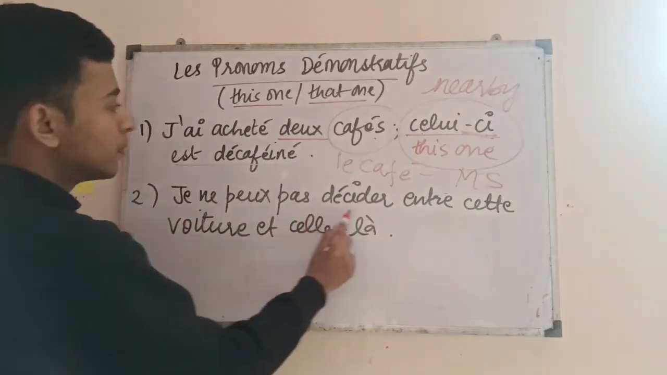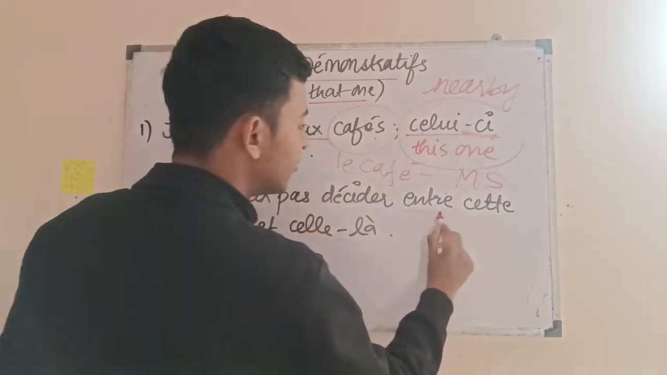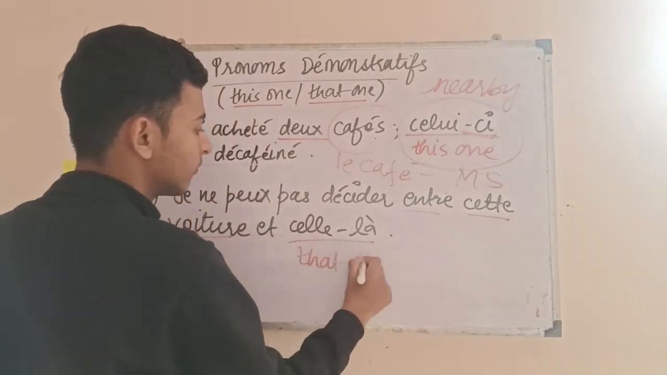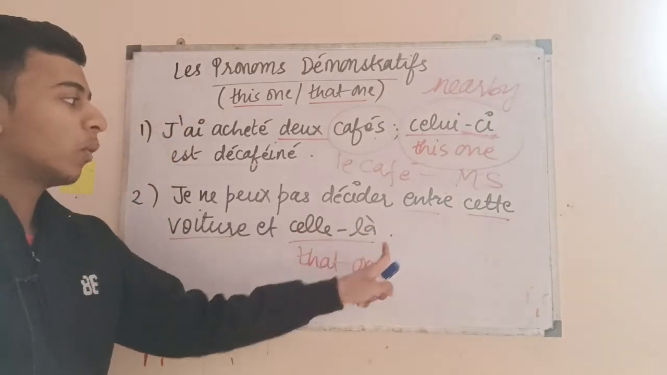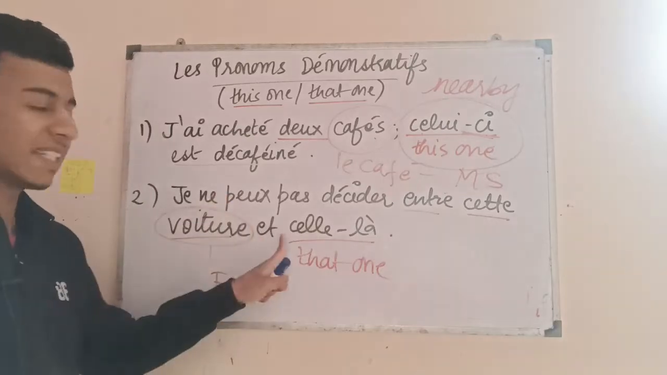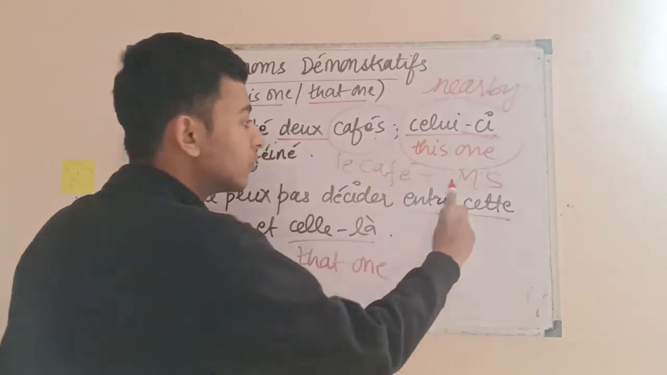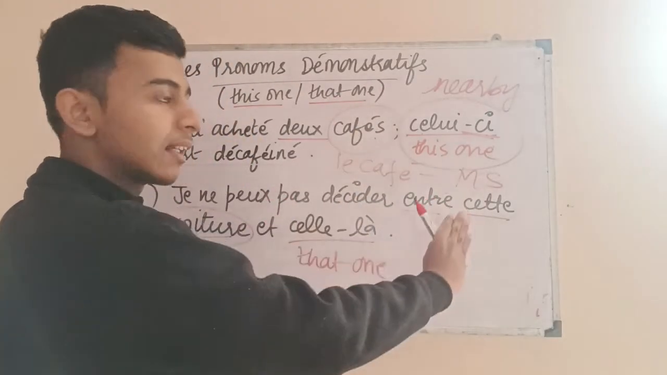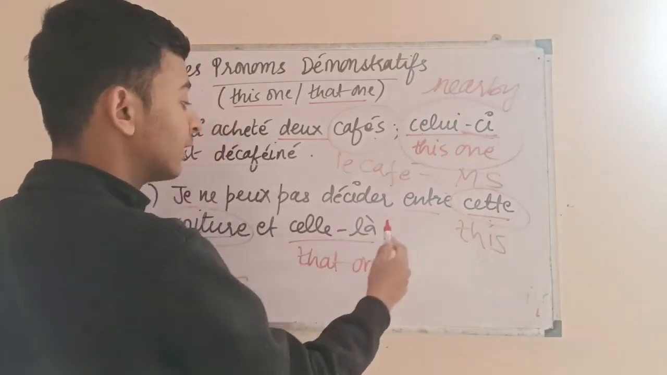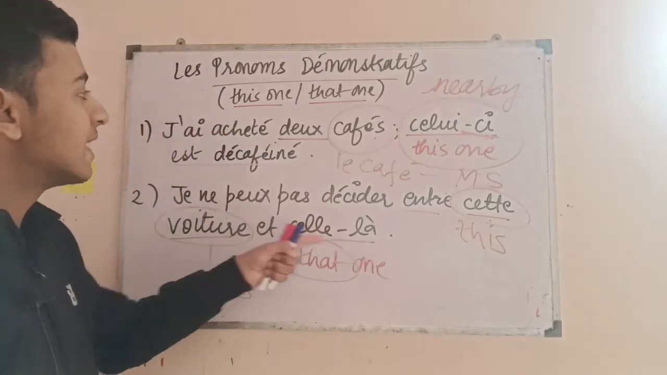Second says, je ne peux pas décider entre cette voiture et celle-là. I cannot decide between this car and that one. Why did we write là over here? First of all, voiture is the noun. Voiture is feminine singular. That's why we'll be using celle. I hope this much is clear. And we are using là over here because you are talking about two cars, this and that. Cette was already used, which is this car. So the other one has to be that. We don't say this two times, right? Think in English, and obviously you can say celle-là.